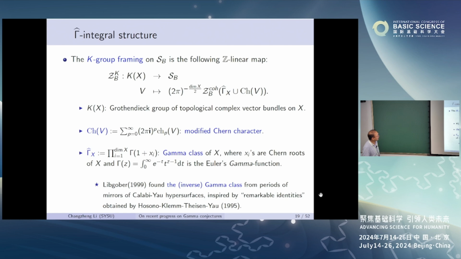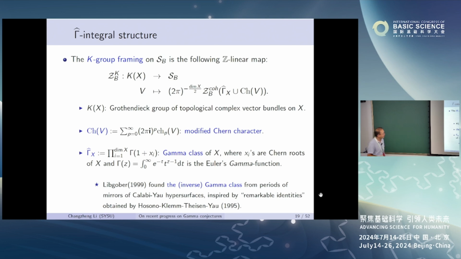So this K(X) is the Grothendieck group of the topological K theory, so of the complex vector bundles. In particular, this is an abelian group, and this is a vector space. So this defines a linear map, a Z module map from the K theory to the space of flat sections. And the Chern character here is modified in the sense of some twist by coefficients. And the gamma class now, the title is gamma conjecture, so everything should be related with gamma.